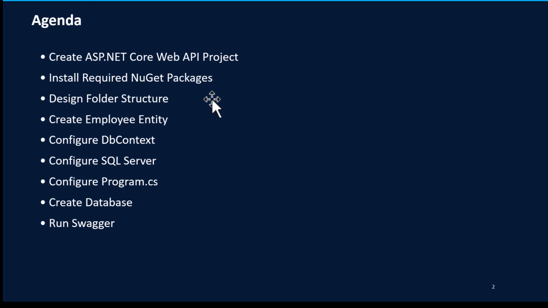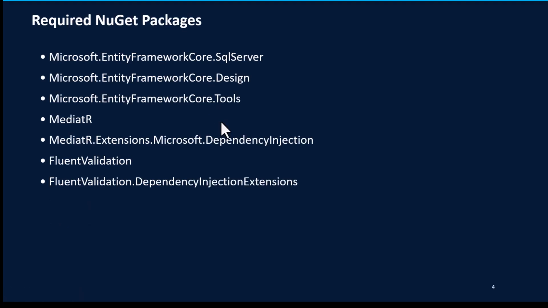Now we are going to install the required NuGet packages, and then we can create the folder structure. These are the NuGet packages we need to install. The first one is Microsoft.EntityFrameworkCore.SqlServer, then Microsoft.EntityFrameworkCore.Design and Tools, and Mediator, Mediator dependency injection, FluentValidation, and FluentValidation dependency injection extensions. These are the NuGet packages we are going to install.